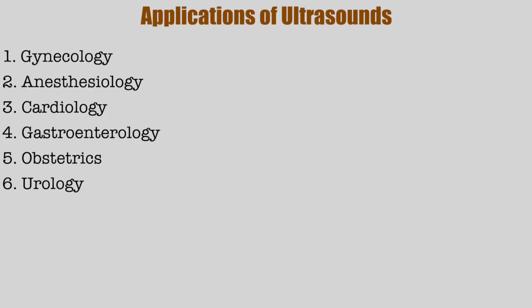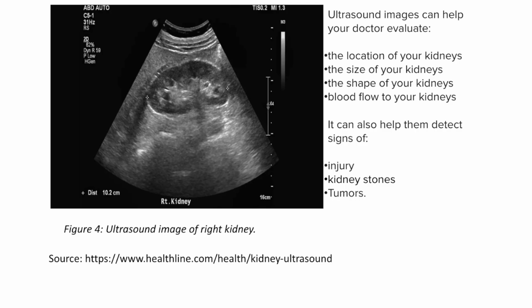Ultrasounds can be applied in gynecology, anesthesiology, cardiology, gastroenterology, obstetrics, and urology. Figure 4 illustrates ultrasound image of a right kidney. Ultrasound images of right kidney can help doctors to evaluate the location of the kidneys, the size of the kidneys, the shape of the kidneys, blood flow to the kidneys. It can also help them to detect signs of injury, kidney stones, and tumors.